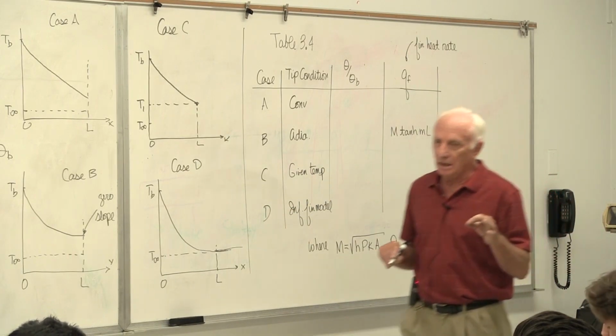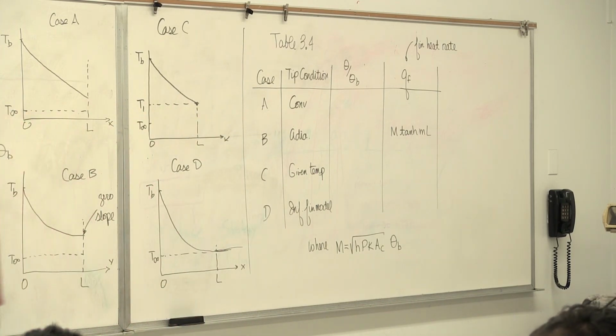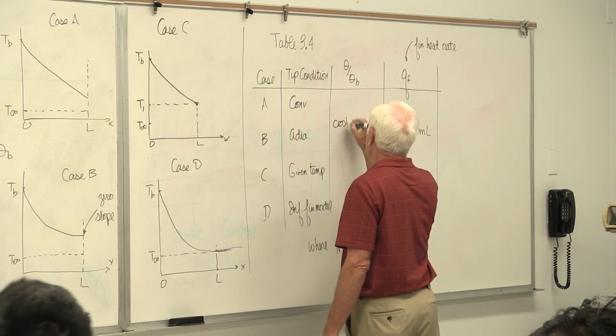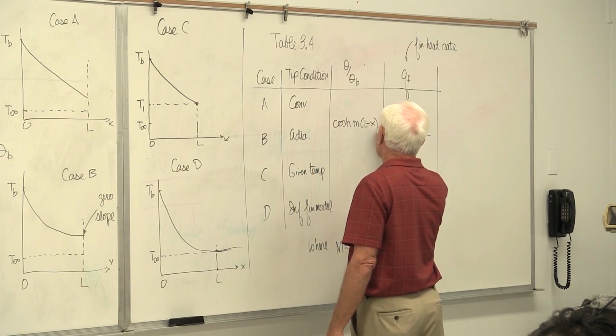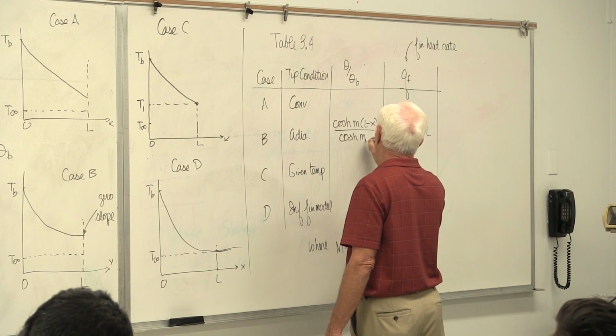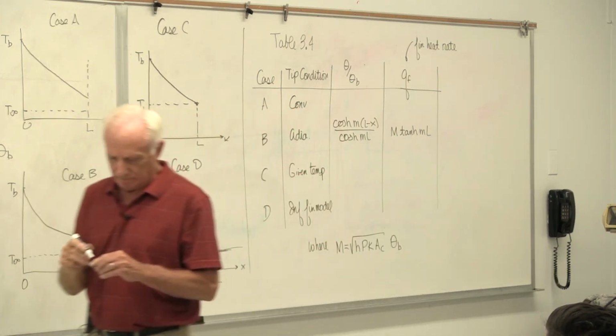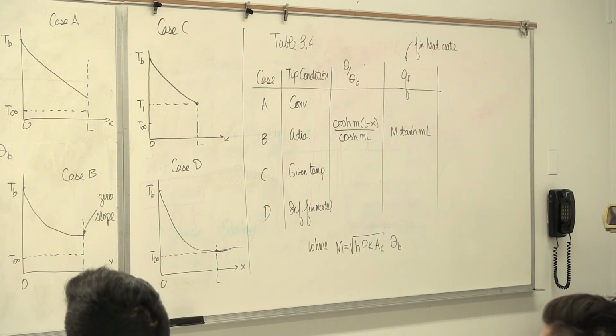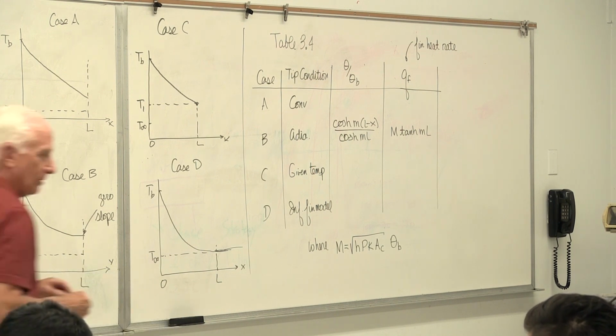If you want the temperature profile for that adiabatic fin tip, cosh m(L minus x) divided by cosh mL. Hyperbolic functions: if you want to, you can go to Table B1 in the back of the book. There they are: hyperbolic sine, hyperbolic cosine, hyperbolic tangent, Table B1. You'll have that table on the first midterm.